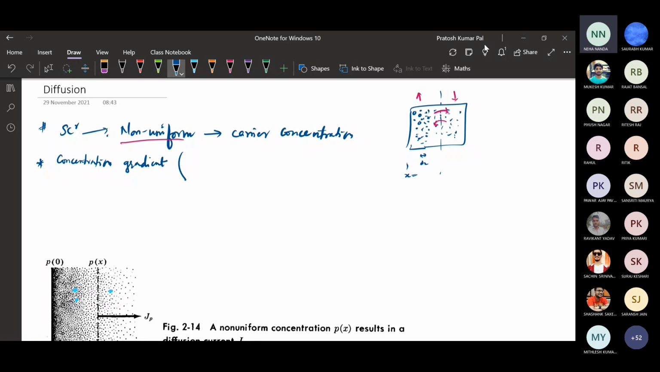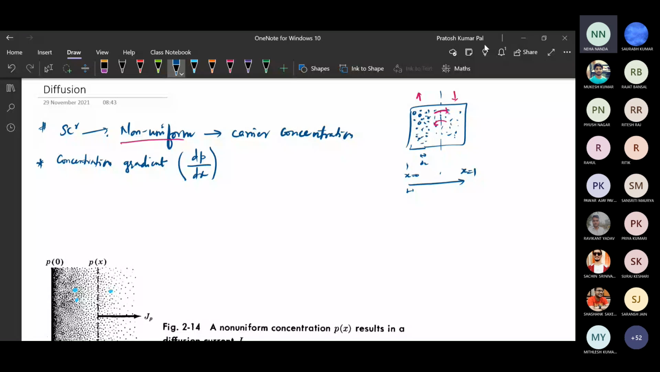That means that concentration will depend on the distance. If this is the distance x equals 0, this is x equals 1. So moving from 0 to 1, there will be a change in carrier concentration. So with particular distance, whatever the charge carrier concentration is there, that is considered the concentration gradient. In case holes are there, holes are represented by p. So the change in holes per unit distance, you can say in dx distance, what is the change in hole concentration, that is called the concentration gradient.